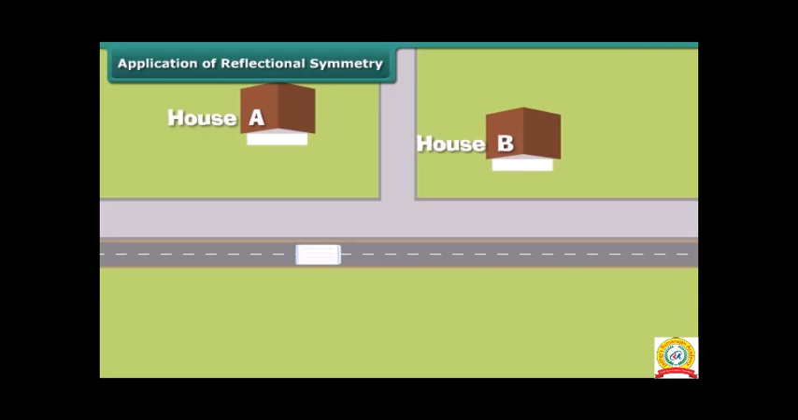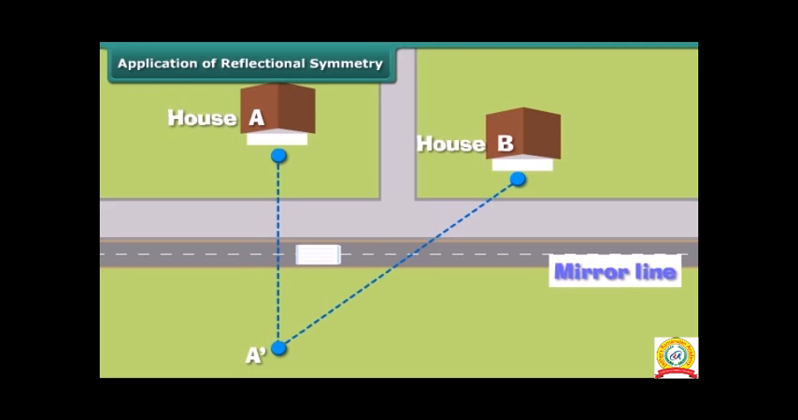Let us find out. We can use reflectional symmetry here. Let A' be the image of A in the mirror line, which is the street here. Now join the points A' and B. You can see that at point P, the mirror line and A'B meet. Thus, point P is the ideal place for Shyam to park his van.